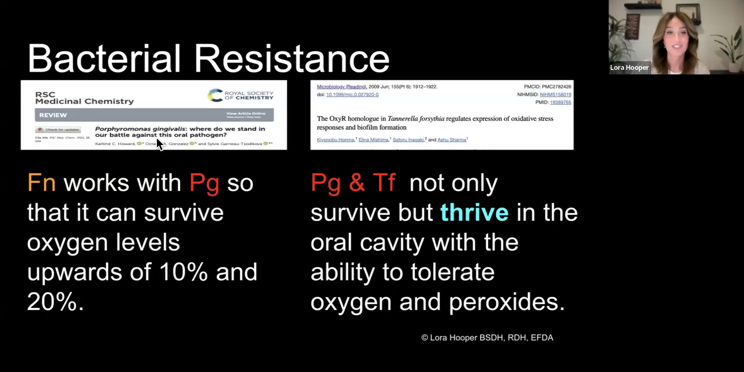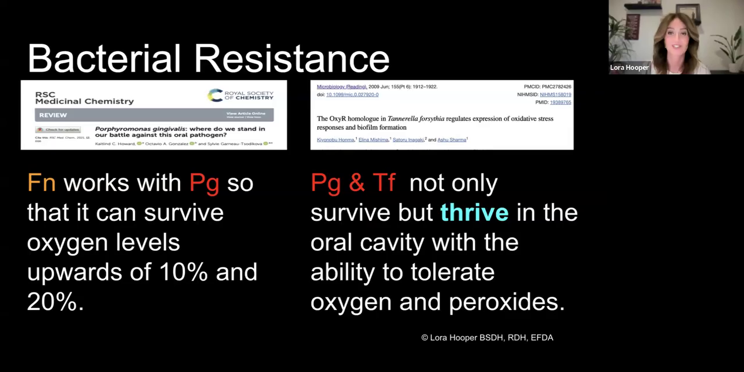In fact, look on your left-hand side here, as you can see, PG works with FN. We can talk about that gene transfer, and it allows it to survive in oxygenation up to 10 to 20%. We've known PG and TF work in these areas, kind of manipulating their environment. And when you look on the right, they actually form these proteins. They're called OxyR homolog proteins, and they form these structures that help them not only survive in these types of chemicals, but actually thrive and grow.